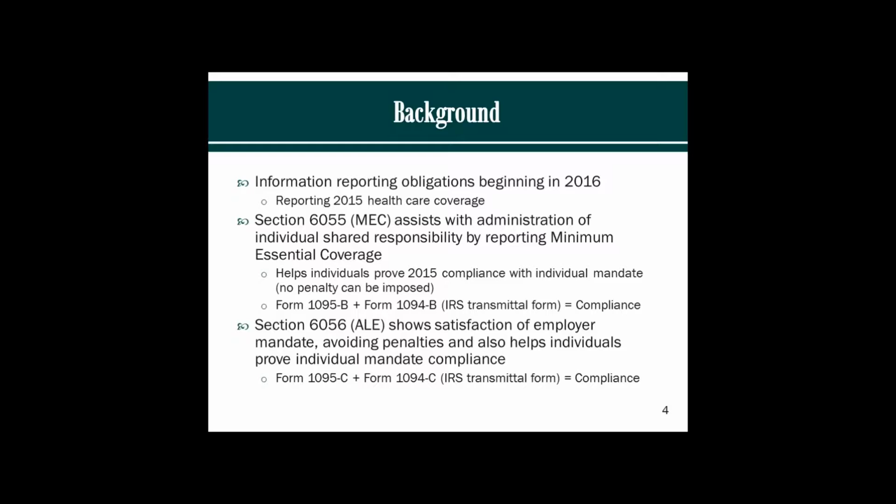And again, I just want to remind you, this is really a self-reporting mechanism. You're going to be telling the IRS information, and then they'll come back to you if they have questions. So compliance under 6056 equals the Form 1095-C, which goes to full-time employees, and a Form 1094-C, which is a transmittal form to the IRS, and that equals compliance.